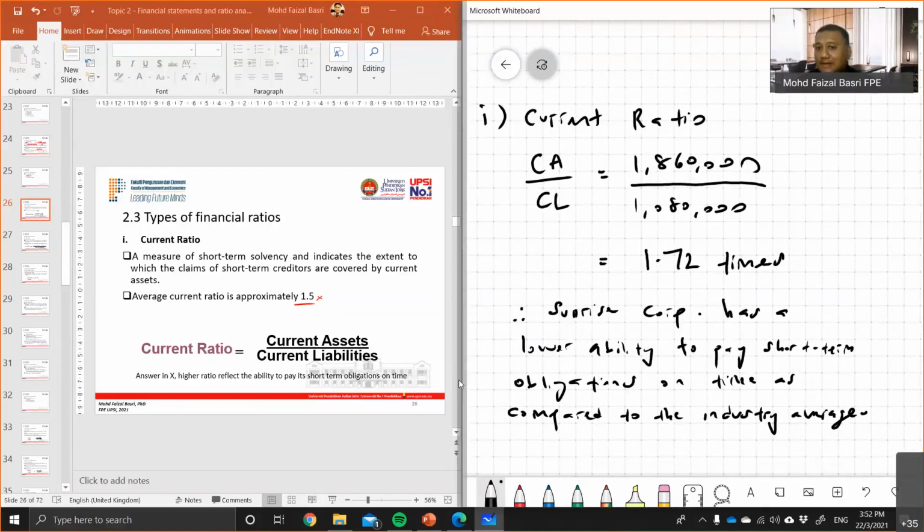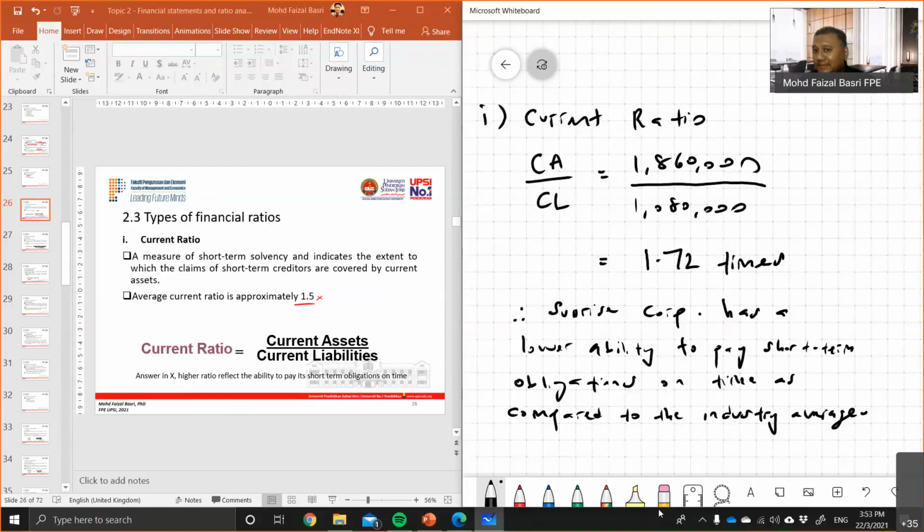So the company, Sunrise Corporation, which is the company that we analyze, has a lower ability because the score is lower, right? But if the score is more than 2, say 2.1, then it has a higher ability, or better ability, to pay short-term obligations on time as compared to the industry average, because we compare against the industry average. But if you compare with another company, you put another company here, for example Sunset Corporation. So that's how we do analysis.